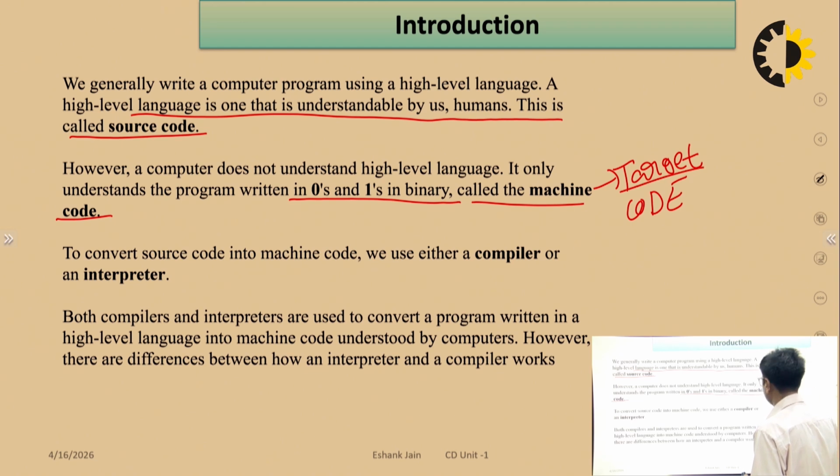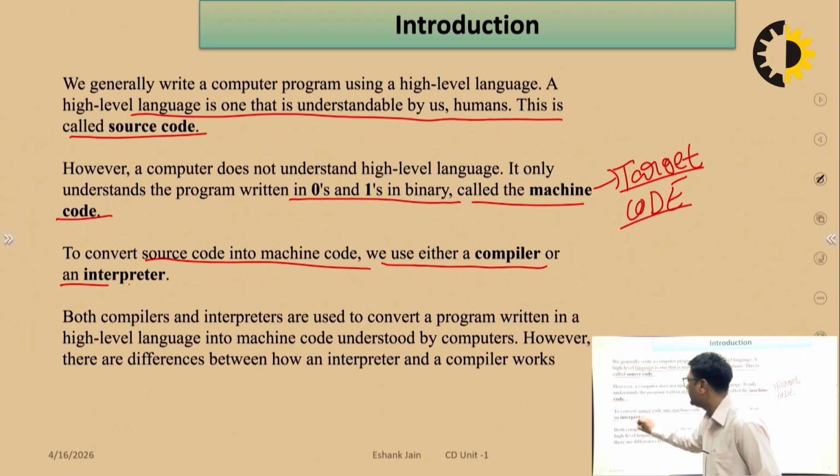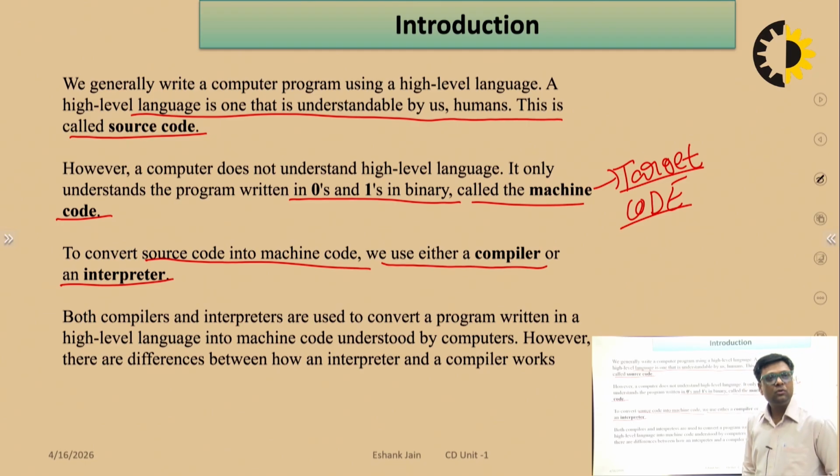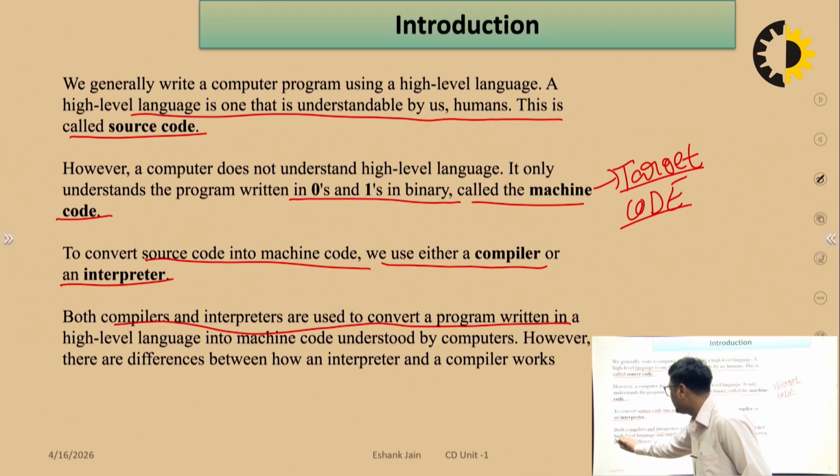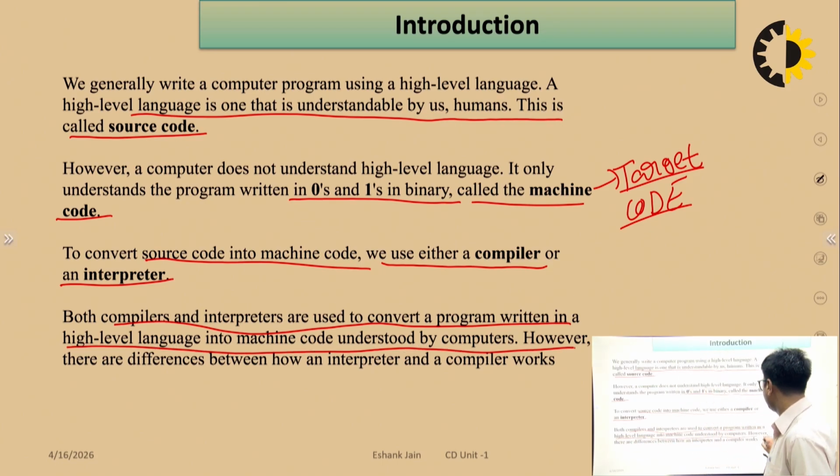Target code. Now, to convert the source code into machine code, we use either a compiler or an interpreter. Both are translators that convert the high level language into machine level language. Both compiler and interpreter are used to convert a program written in a high level language into machine level code.